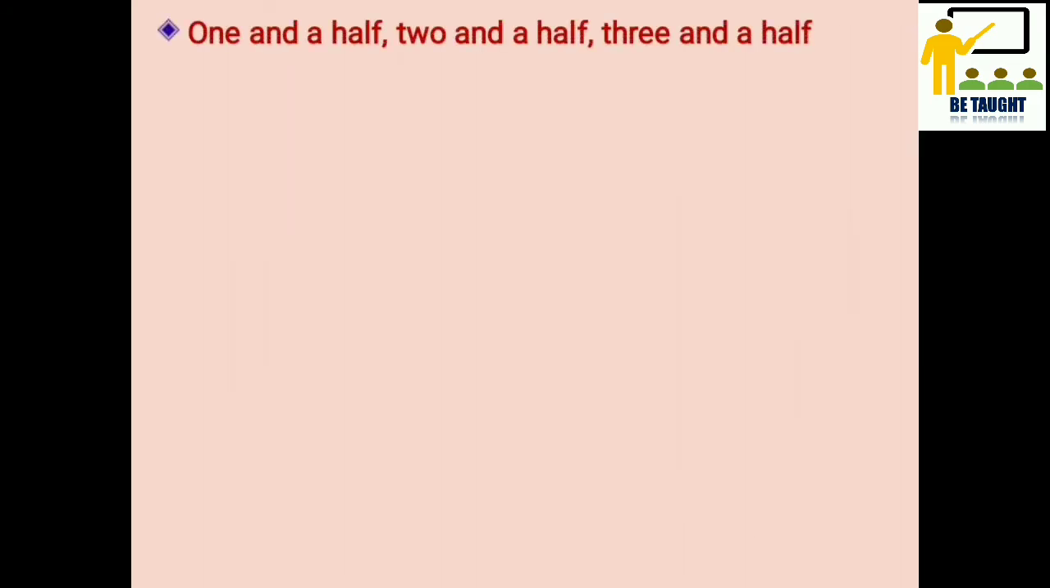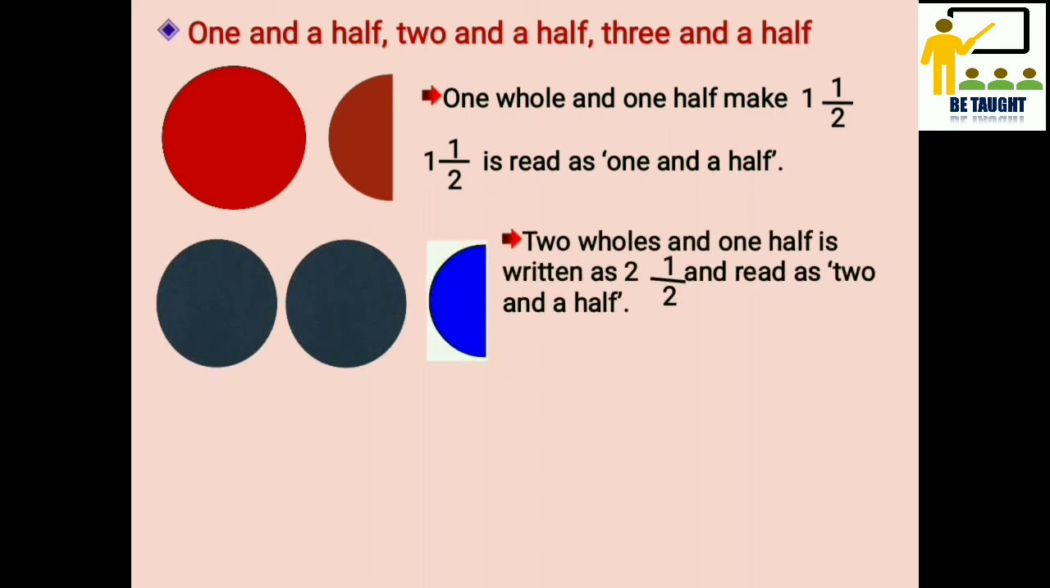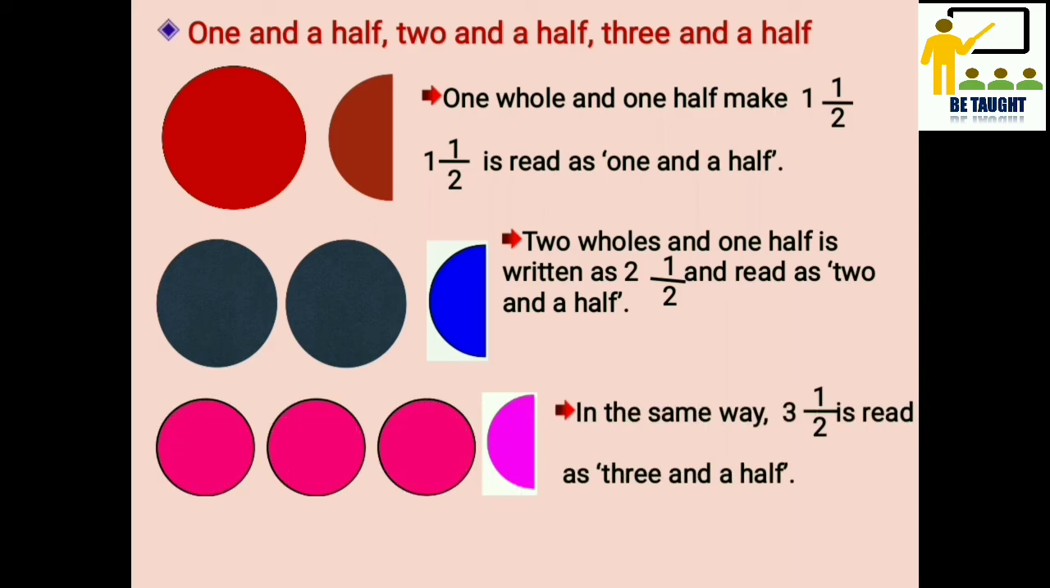1 1/2, 2 1/2 and 3 1/2. We shall learn about it. 1 whole and 1/2 makes 1 1/2 or 1 1 upon 2. And it is read as 1 and a half. 2 wholes and 1/2 is written as 2 1/2 and is read as 2 and a half or 2 1 upon 2. In the same way, 3 1 upon 2 is read as 3 and a half.